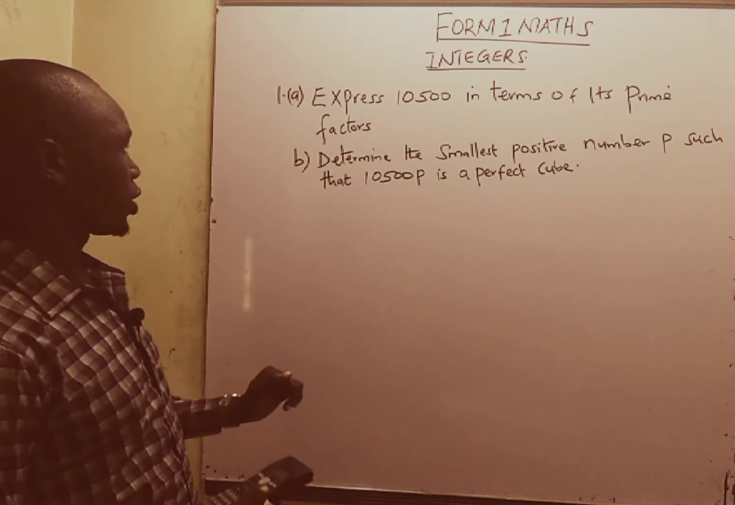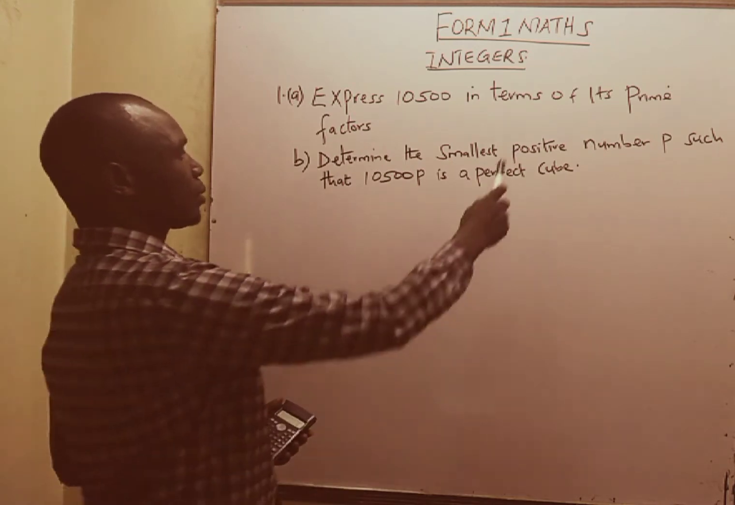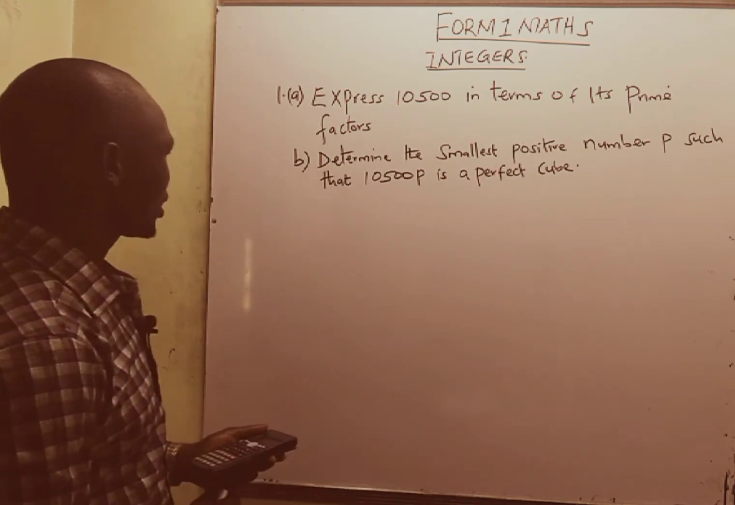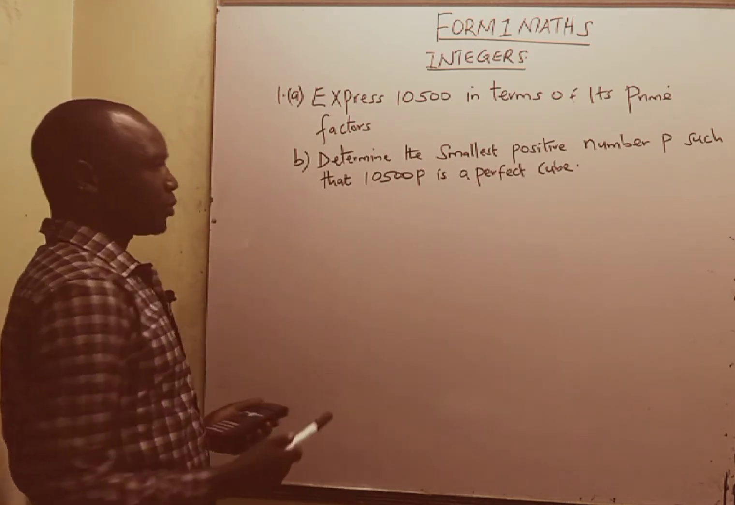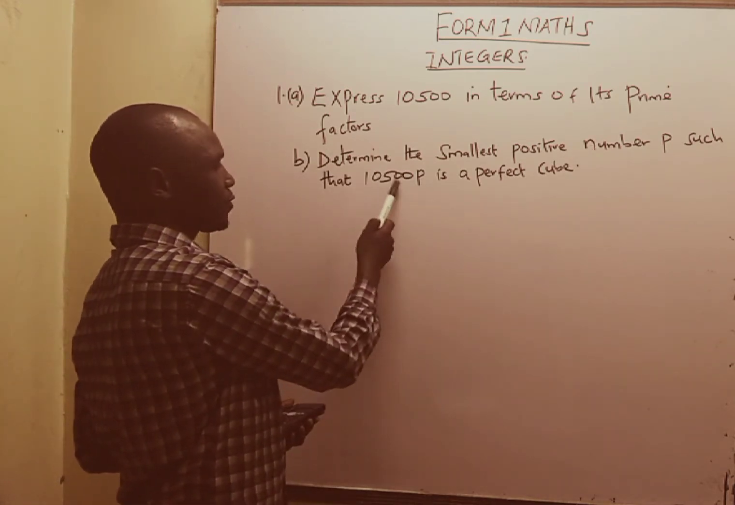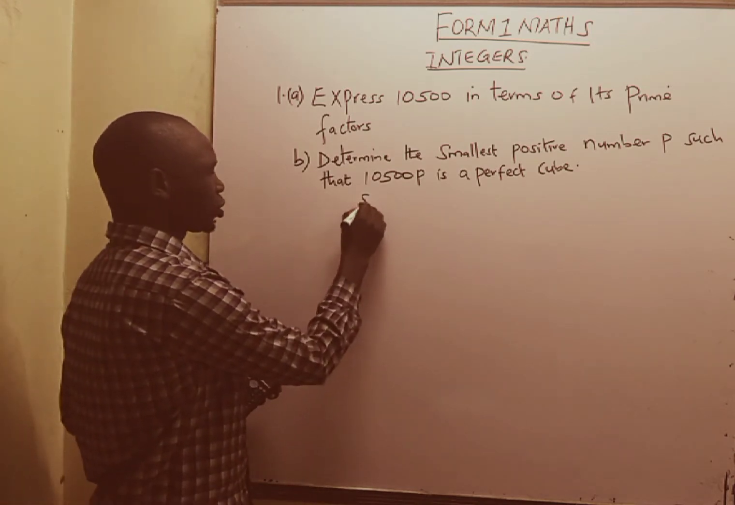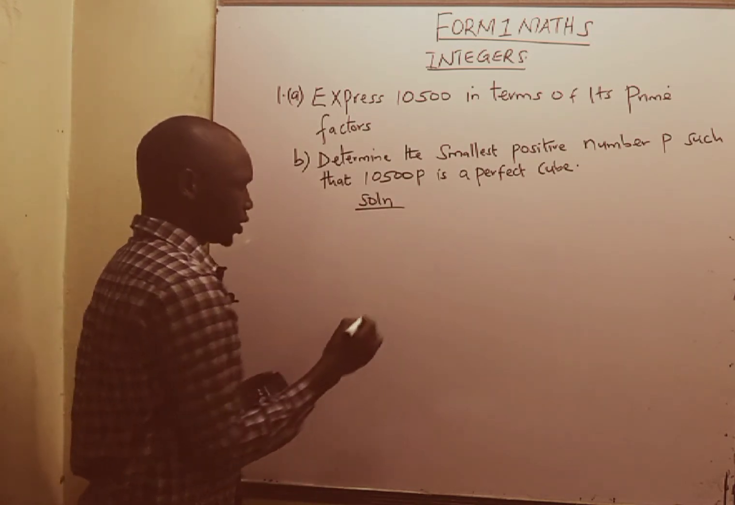Going straight to the question, express 10,500 in terms of its prime factors. Then determine the smallest positive number p such that 10,500p is a perfect cube. So let us look at the solution to this question.